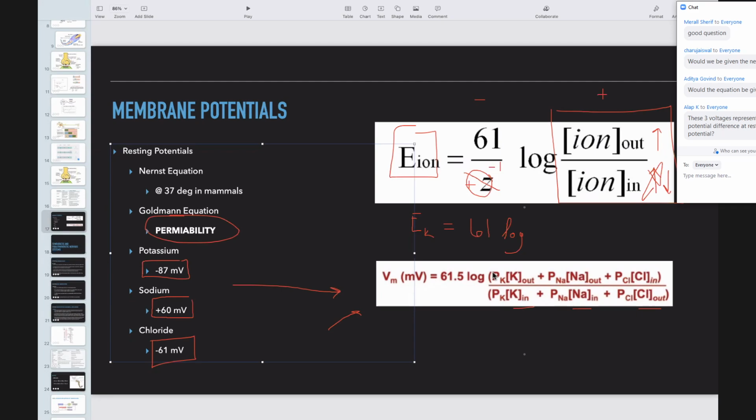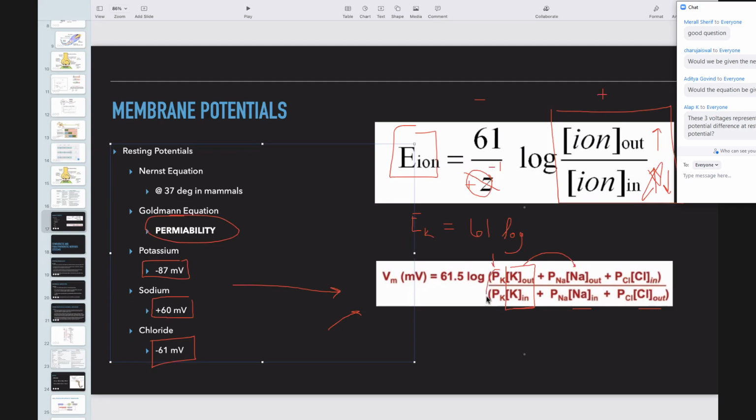The membrane is very, very permeable at rest to potassium and not to sodium and not to chloride. So what we see is at rest, the membrane itself is 30 to 40 times more permeable to potassium than it is to sodium. And so where this number changes is it's this value right here.